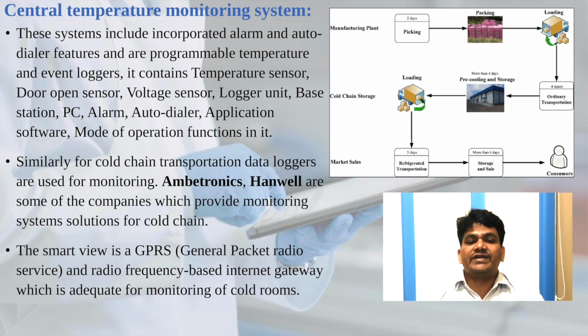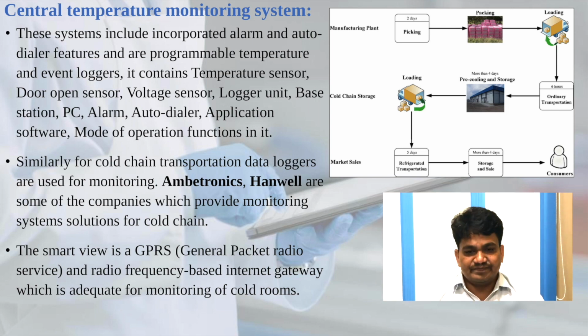Similarly, for cold chain transportation, data loggers are used for monitoring, and there are different monitoring systems, maybe even Ambitronics and Hanwell, which are some of the companies that provide monitoring system solutions for the cold chain. The Smart View is GPRS, General Packet Radio Service, and a radio frequency based internet gateway, which is adequate for monitoring of cold rooms.